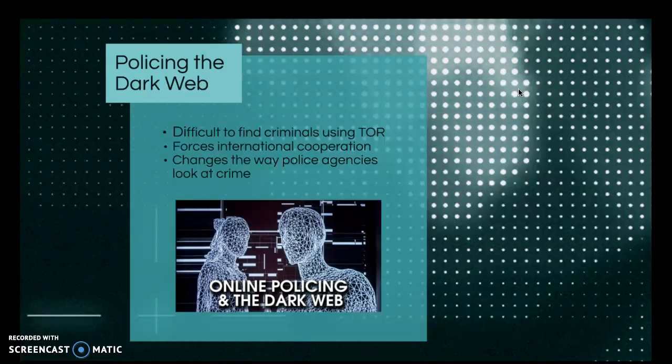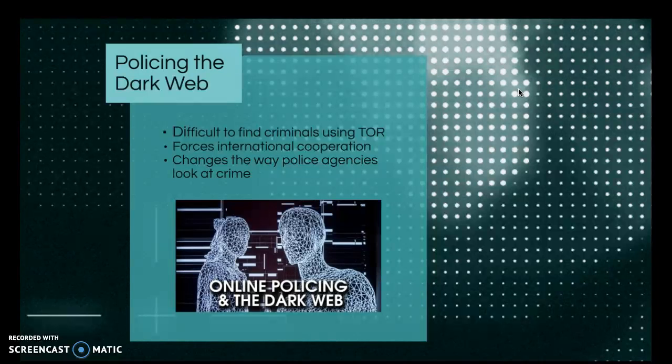Another positive, actually, that Tor and the dark web has brought about is it forces international cooperation because with the internet, you can access the entire globe. So it's not just being a criminal in the United States, but it's being a criminal in Europe and in Russia. And so it really forces the international cooperation of law enforcement and agencies.